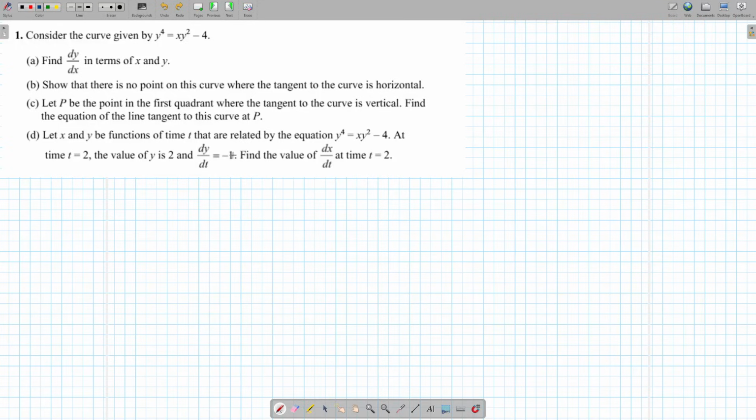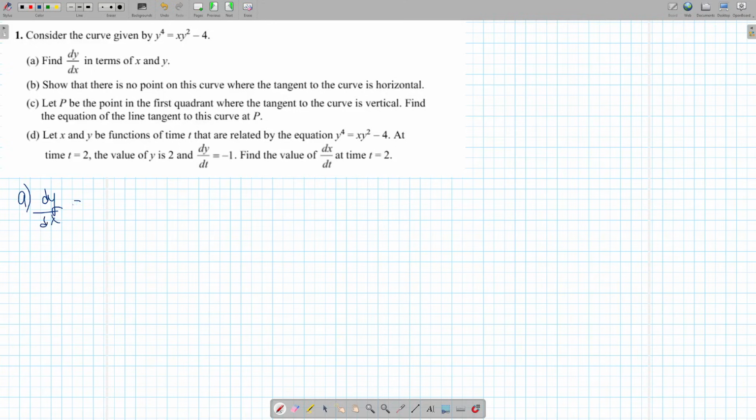Consider the curve given by y to the power 4 equals xy squared minus 4. Find dy by dx in terms of x and y. Let's derive both sides. It's gonna become 4y to the power of 3 y prime. Actually, I'm gonna be a bit organized. I'm gonna start here. Part A. 4y to the power of 3 y prime. And actually, I'm gonna be a bit more organized.